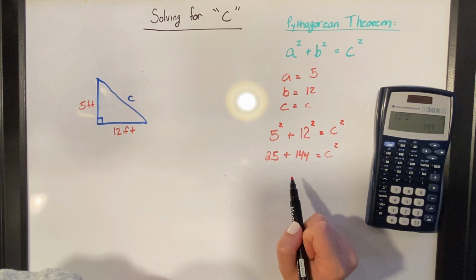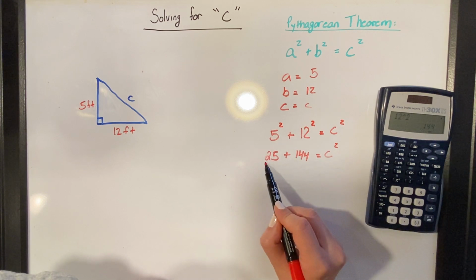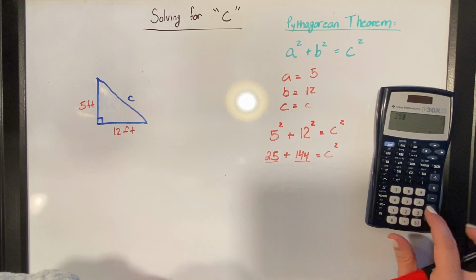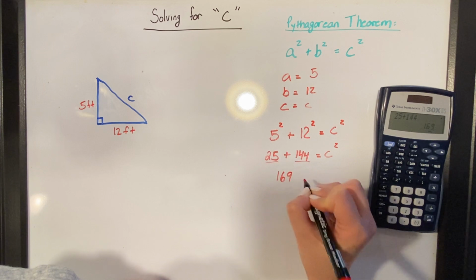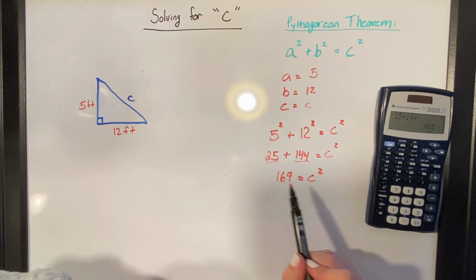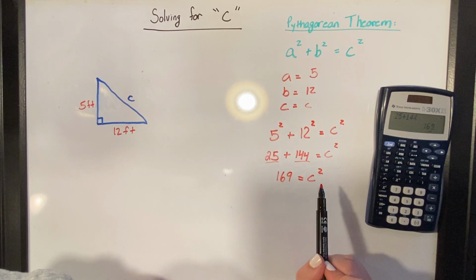All right. Now, remember we need C alone, but first we have to combine our like terms. So we're going to combine these two. So we're going to do 25 plus 144. You're going to get 169. 169 equals C squared. So now we're left with 169 equals C squared. We need C to be alone.